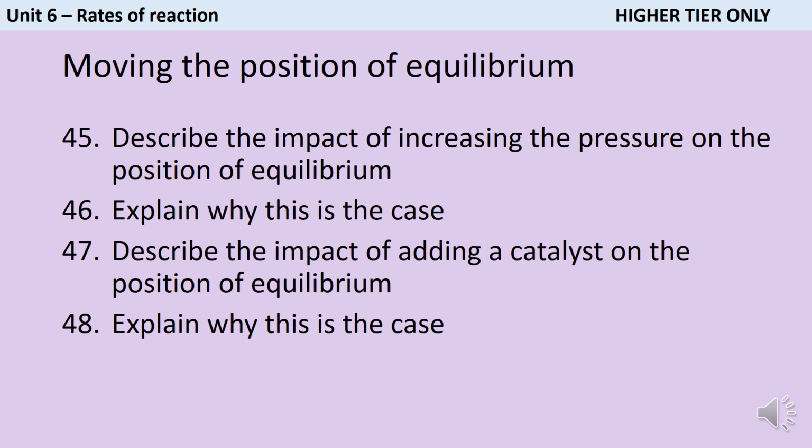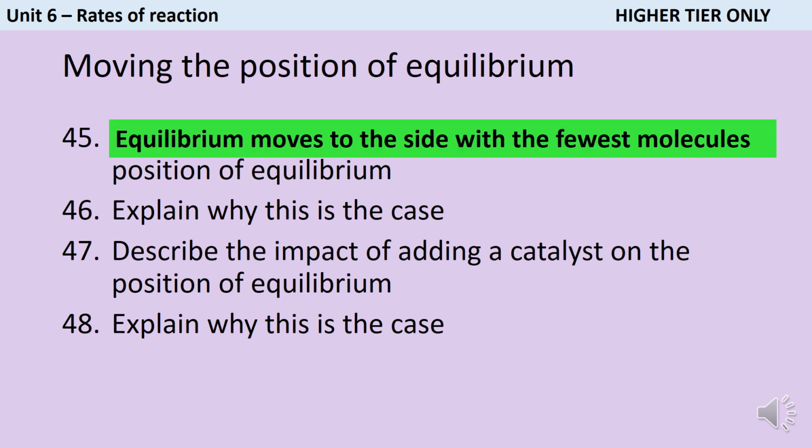If we increase the pressure, again, Le Chatelier's principle tells us that the system will shift to try and counteract the change. And so if we've increased the pressure, it's going to do whichever reaction decreases the pressure. And we can work this out by looking at the chemical formulae and seeing which of the two sides of the equation has fewer gas molecules on it. So if we increase the pressure, the equilibrium will shift to the side that has fewest gas molecules.